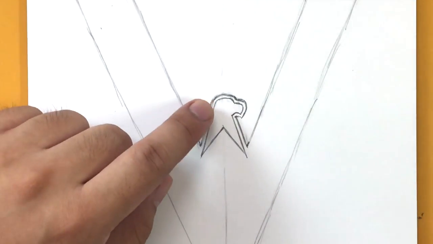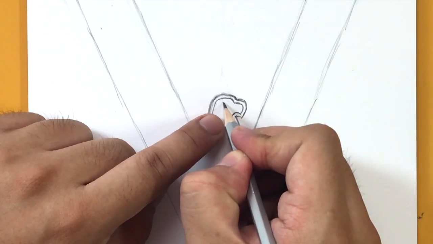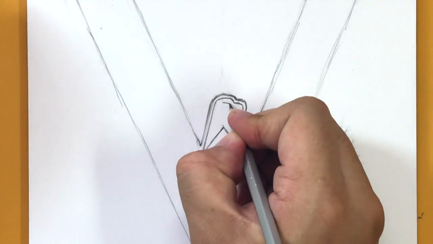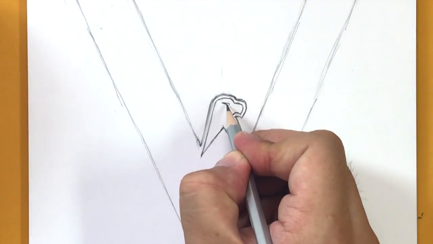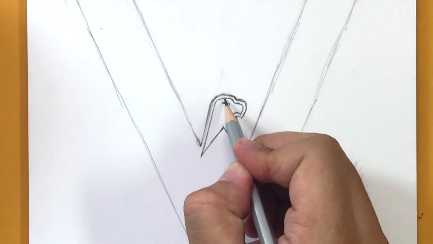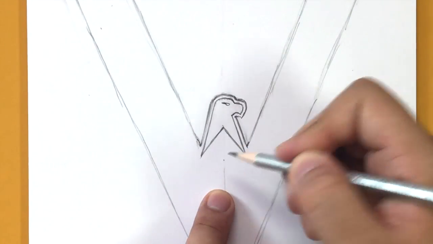Let's draw the eye, and the eye is like a sideways letter P. So line like this, and then letter P, and then extend it going back out like that. So that should be good. There you go.